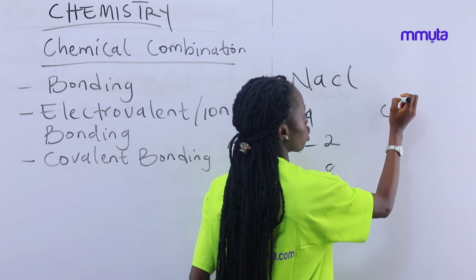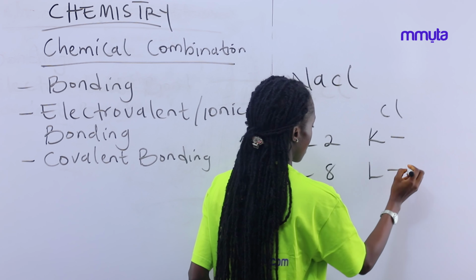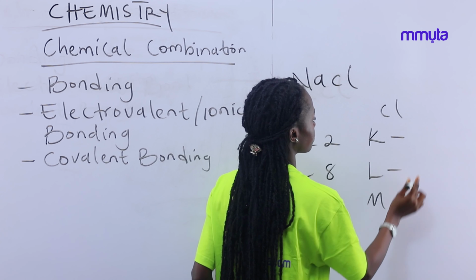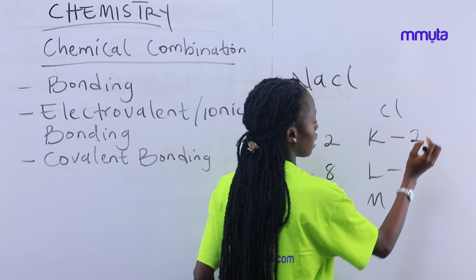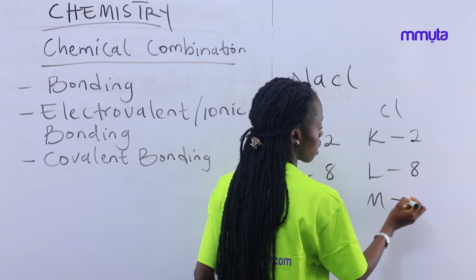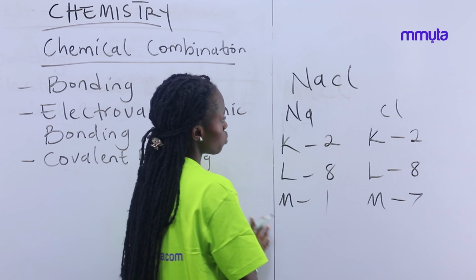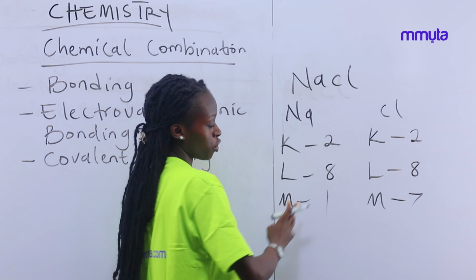While for chlorine, K, L, M, the first shell, which is K, houses 2 electrons, the second houses 8, and the third houses 7. Now, to explain electrovalent bond, I'll have to draw their electronic configuration.